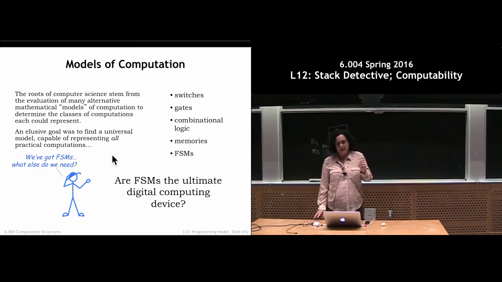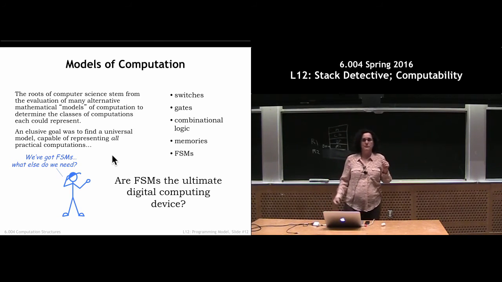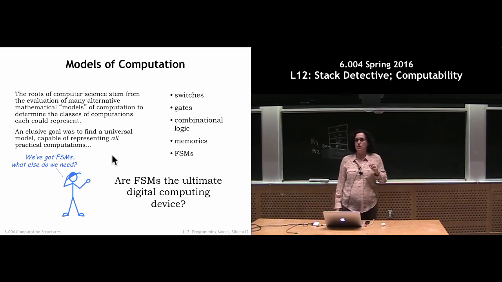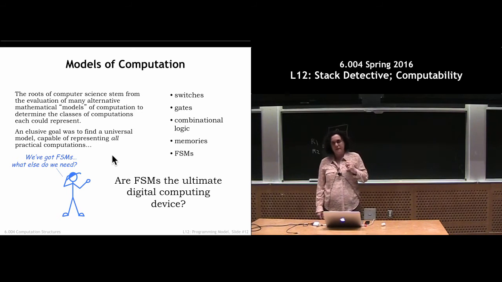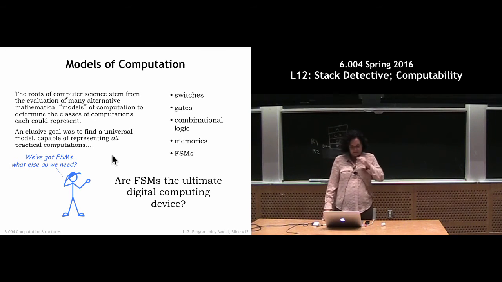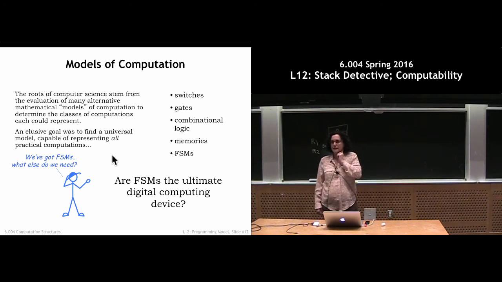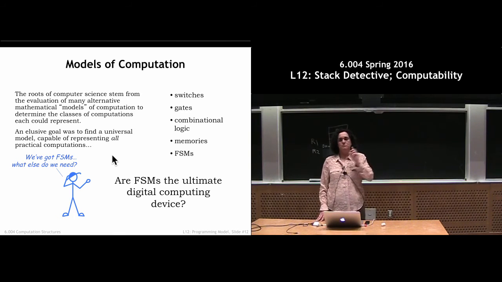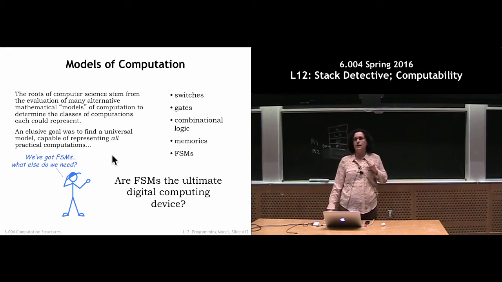In the roots of computer science, there were essentially many models of computation that were suggested that could represent all computations that could be performed. And one of the goals of this universal model was to identify a model that could actually perform all possible computations. So far, we've studied FSMs. Okay, FSMs are quite capable. They can do a lot. So let's consider for a moment whether an FSM might be this ultimate computing device. Can it actually solve all of our problems?